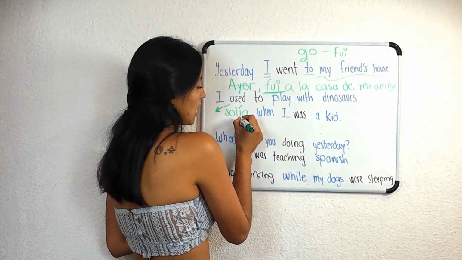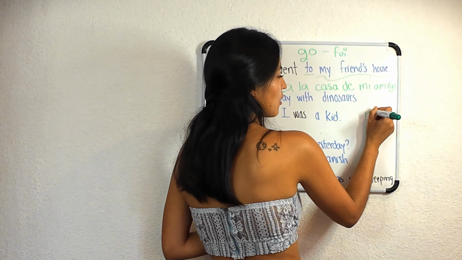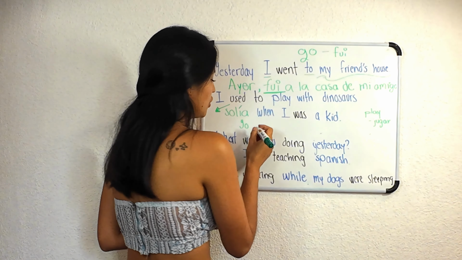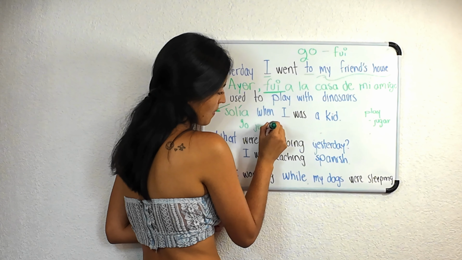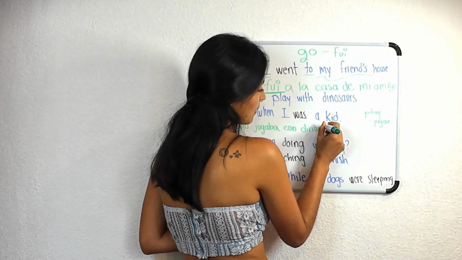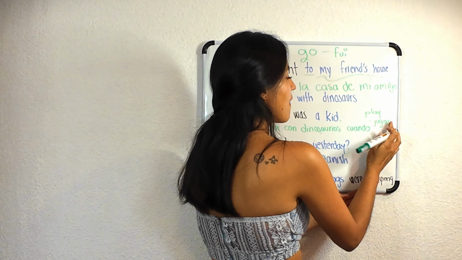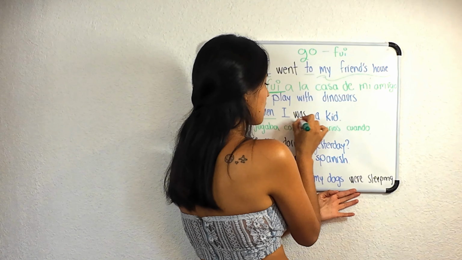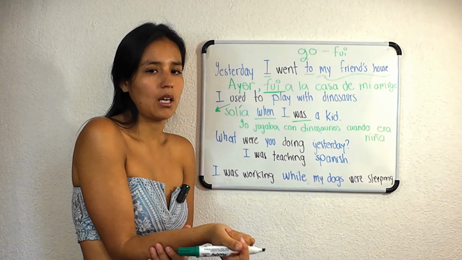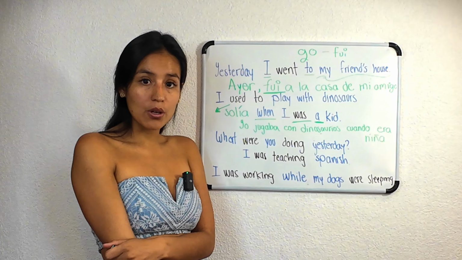So, yo, what's the verb for play in Spanish? Someone? No? Jugar. Okay, so yo jugaba con dinosaurios cuando, the irregular form of was is era, niña. Okay, we don't use cuando era una niña. We normally don't have to add this a in Spanish. So, yo jugaba con dinosaurios cuando era niña.